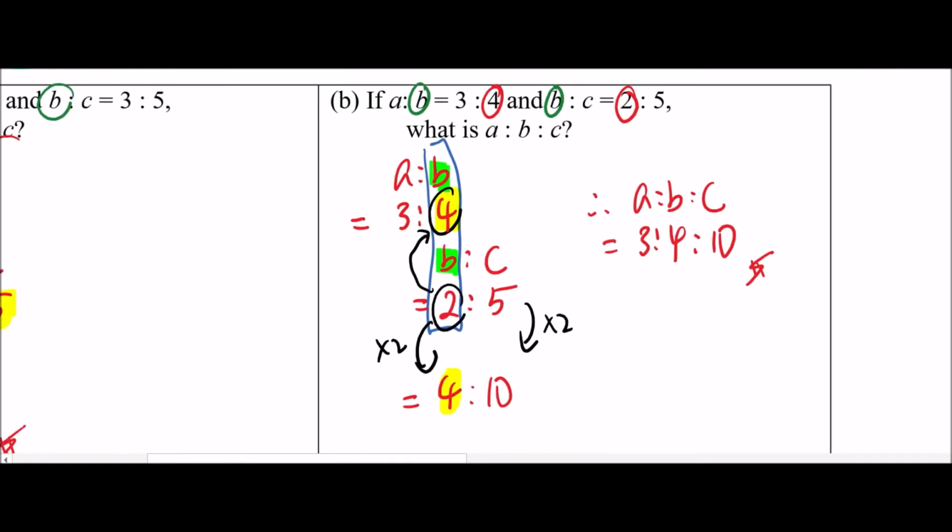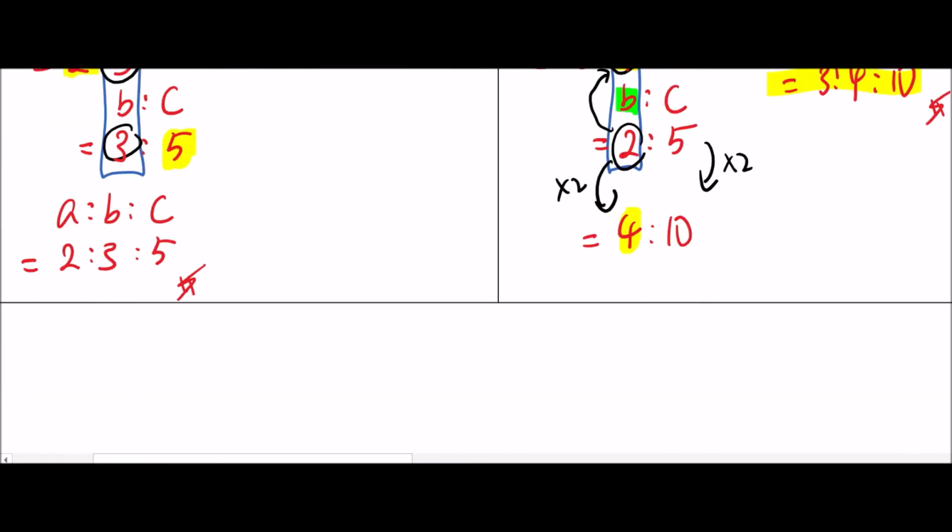So this is combining two separate ratios into one single ratio. All right. Moving on.